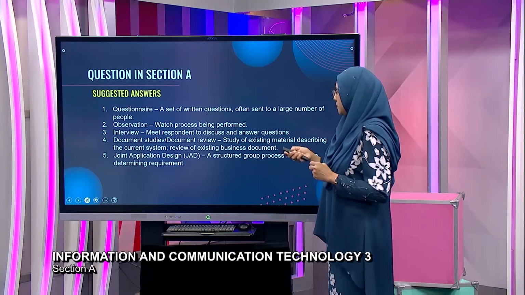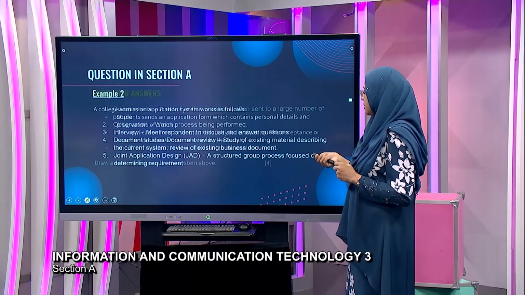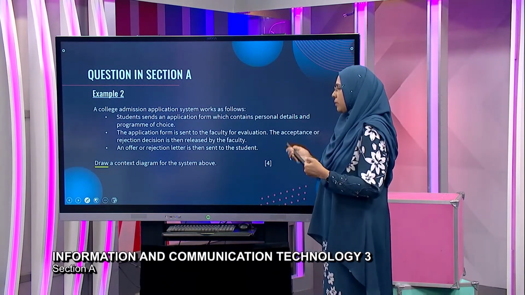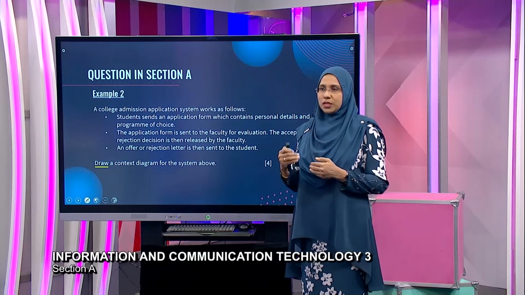Let me proceed with the next example. This is another example with a different verb used in the question.